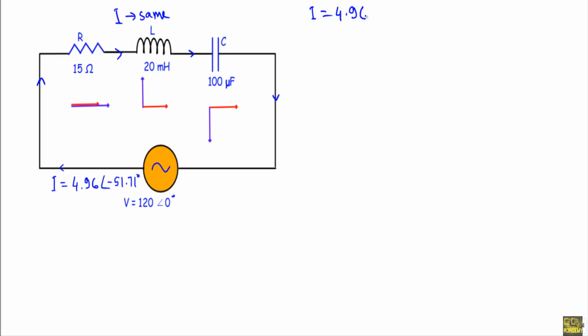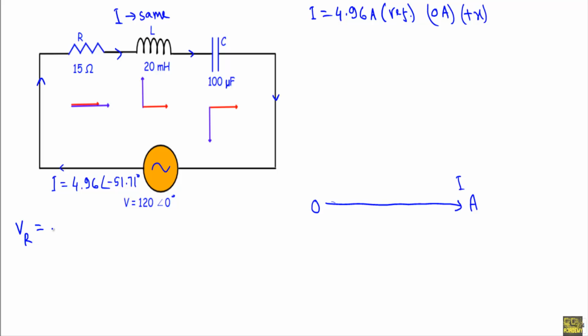Here current is 4.96 ampere. I will indicate the current phasor with vector OA. I will take this in plus X direction. So let's say this OA is our reference phasor I. After that we will calculate the voltage across each element. Voltage across the resistor VR will be the multiplication of phasor current I and the value of resistance. Here current is 4.96 and resistance is 15 ohm. So we will get 74.4 volt.